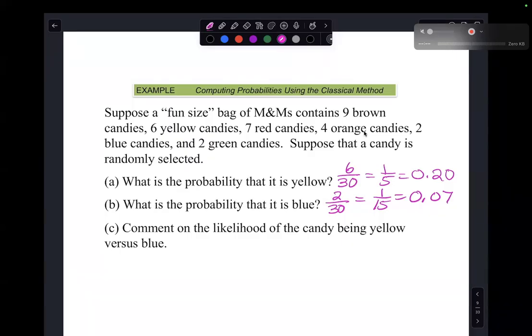So when it says to comment on the likelihood of the candy being yellow versus blue, all you want to say is you are 3 times more likely to get a yellow candy than you are to get a blue candy. It's no more deep than that. It's as deep as it goes. You're just 3 times more likely to get a yellow than a blue.